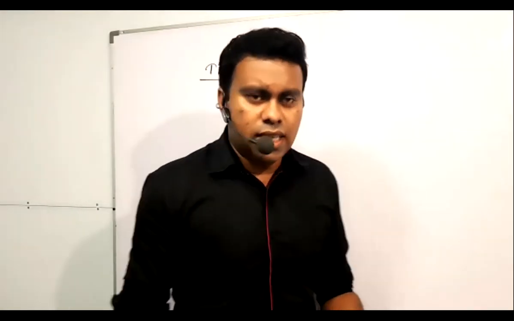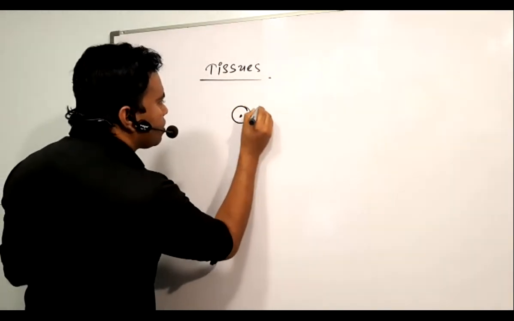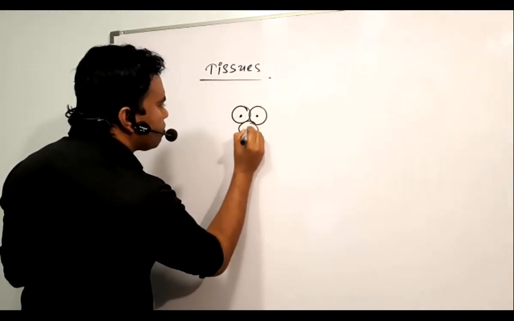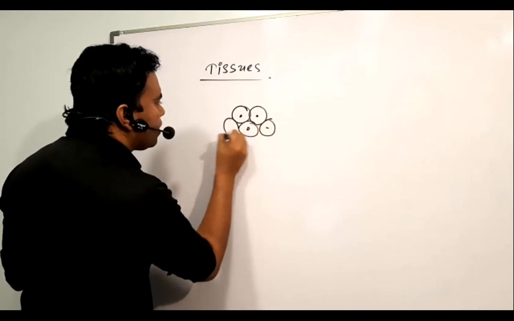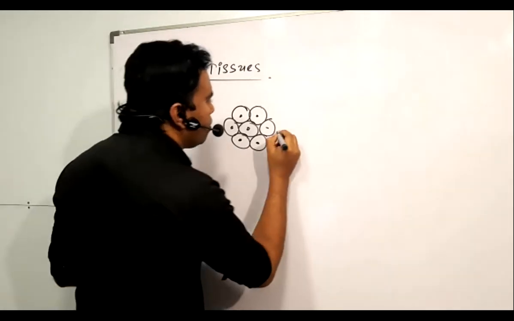Okay, let's see what that is. So this is a cell. You can see now a collection of cells, a group of cells. So that's a group of cells.